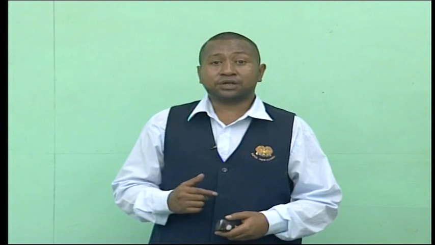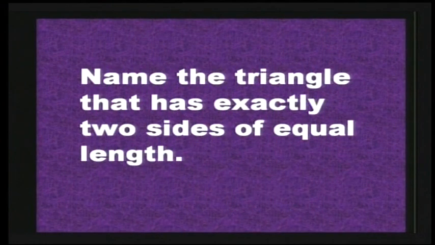The next exercise on the screen says, name the triangle that has exactly 2 sides of equal length. What do you think the triangle is? Receiving students, you can tell your teacher, 7As, what do you think the name of that triangle is? It says the triangle has exactly 2 sides of equal length. Remember, only 2 sides of equal length.